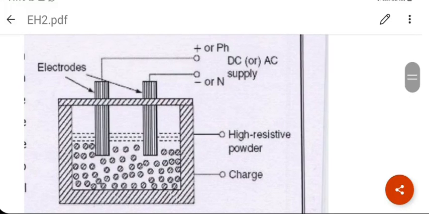To improve things, we also sprinkle high resistive powder on top of the material. That helps in generating more heat from the same electrodes. Everything else is electrically explained very easily. It's Ohm's law. I square R will work.